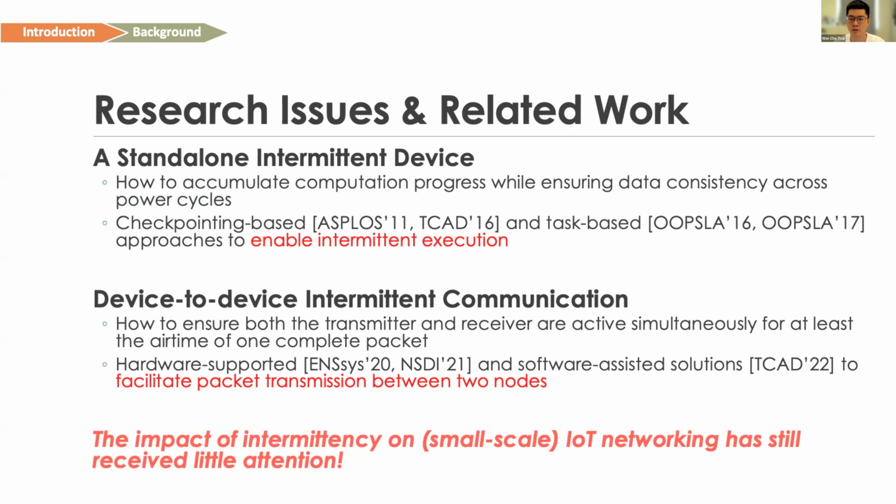Previous efforts have been made to enable a standalone intermittent device to accumulate computation progress while ensuring data consistency across power cycles. Recent work focuses on enabling and improving intermittent communication between two nodes, where both transmitter and receiver need to be active for at least the airtime of one complete packet. Both hardware-supported and software-assisted approaches are proposed to facilitate packet transmission between intermittent nodes. However, the impact of intermittency on IoT networking has still received little attention.